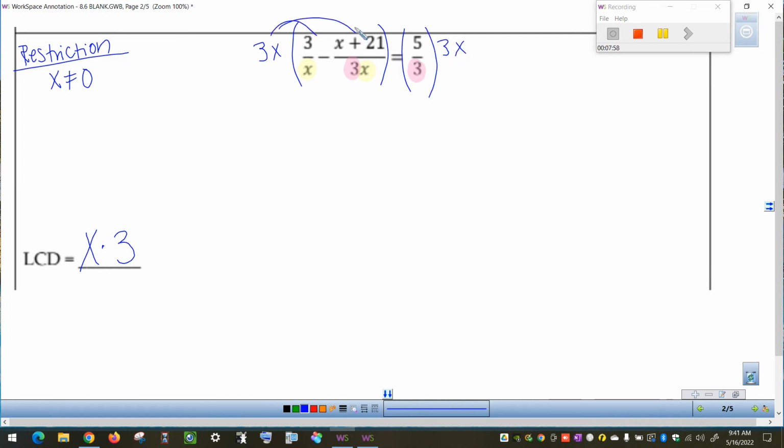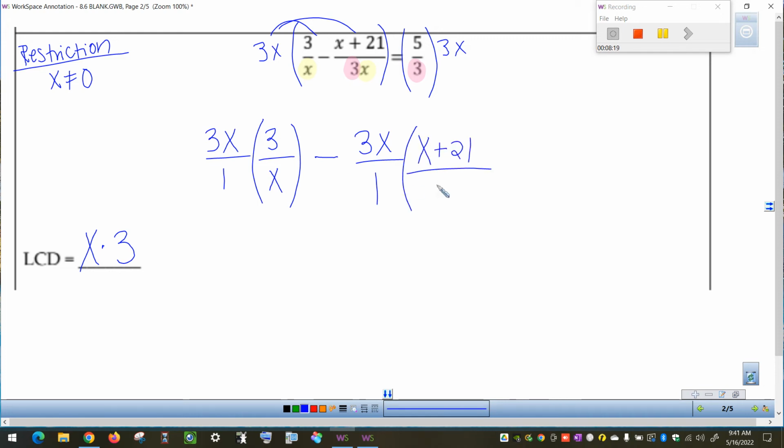And I'm going to do the same thing I did before in the other problem of splitting up this left-hand side. So it's really 3x over 1 multiplied by the first term, which was 3 over x. I'm going to bring down the subtraction sign, and then just do it again. 3x over 1 is going to multiply by the second term, the x plus 21 over 3x. And then we'll do the same thing over here on the other side of the equal sign. That 5 over 3 will also multiply by 3x over 1.